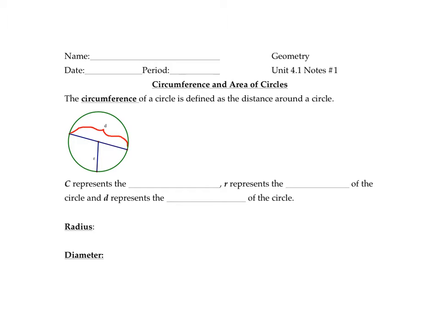Hi everyone. In today's lesson from Unit 4.1, Notes number 1, we'll be taking a look at the circumference and area of circles. The circumference of a circle is defined as the distance around a circle. So that's what we see highlighted here. If we go all the way around, if we are able to measure it using a tape measure, it would be similar to the perimeter of an object. We just don't call it perimeter.